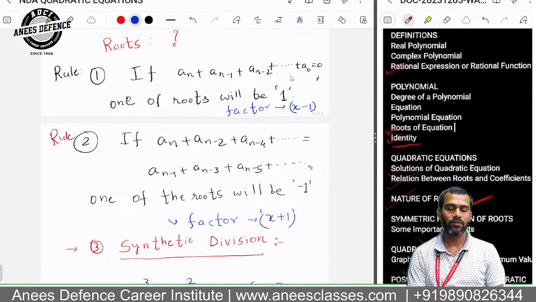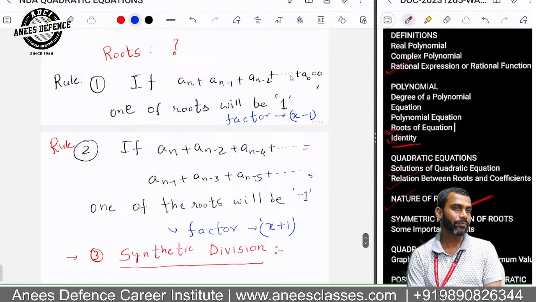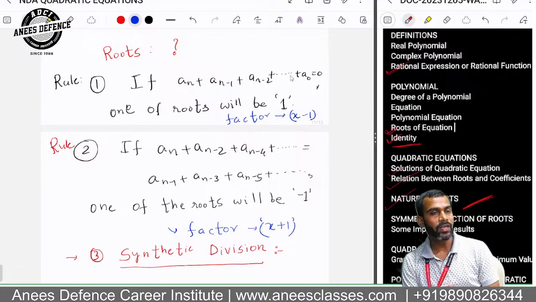Write it down. Have you understood? Yes, sir. These two rules. Just raise your hand if you already know synthetic division. Anyone? One, two. Prachi Didi. Four. Okay, the rest of you don't know. No issues. Have you understood these two rules? Yes or no? Now, synthetic division.